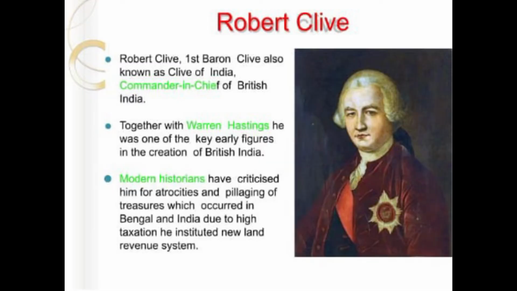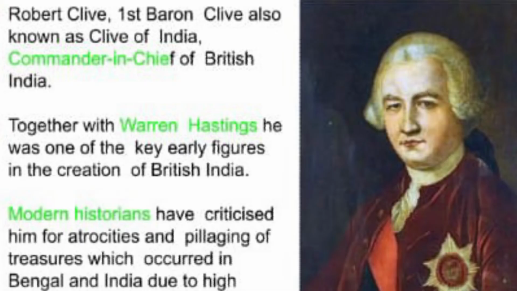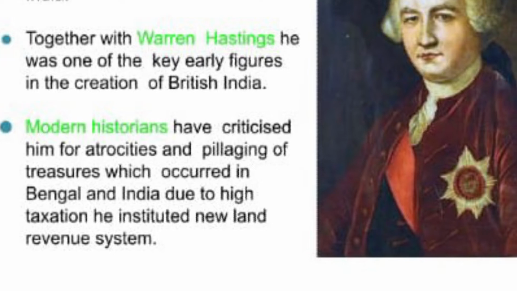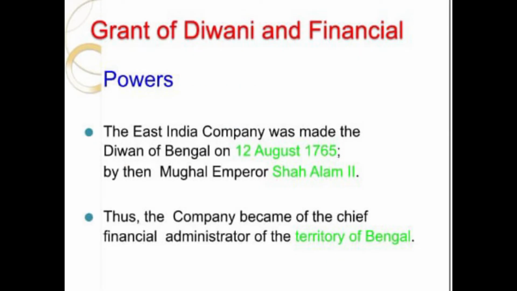So Robert Clive, after receiving the right to collect the Diwani, the revenue or the tax, utilized this opportunity together with Warren Hastings. He was one of the key men among the early British figures in creating these kinds of reforms in India. Modern historians have criticized him for atrocities and cruelties, but still his aim behind taxation was different.